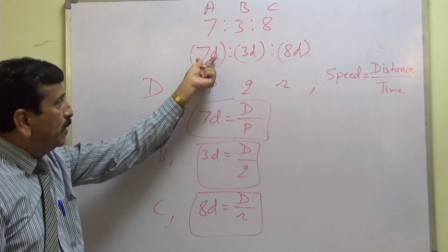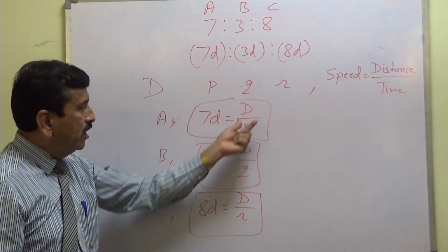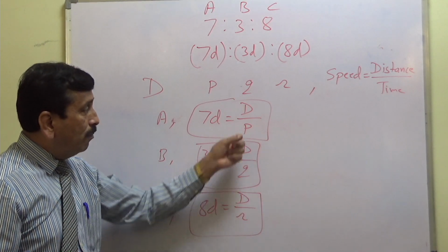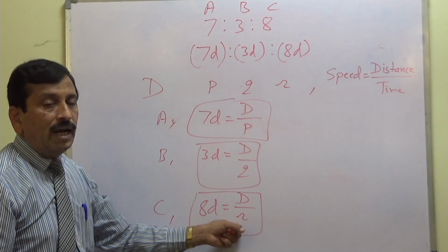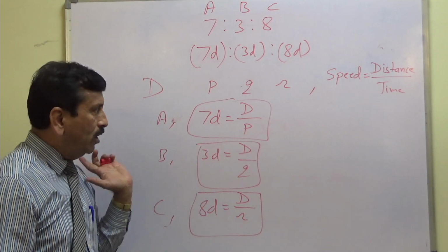We have taken actual speeds as 7D, 3D, 8D. Distance covered by all of them is the same, D, but the time taken by all of them is different. And we are supposed to find out the proportion of P is to Q is to R. So we got this equation.